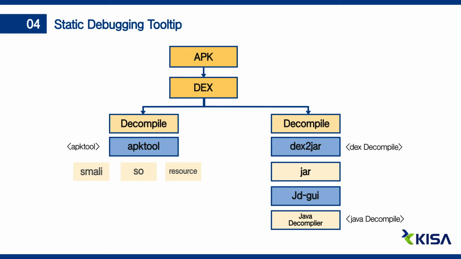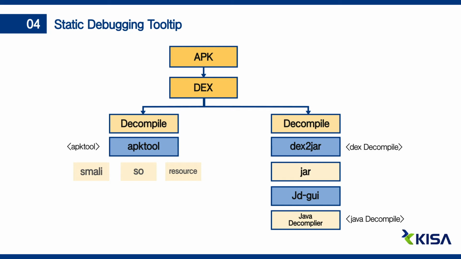Tools required to perform static analysis include Apktool, a necessary tool for building and decoding Apk files. dex2jar is a tool for extracting jar files. JD-GUI is a tool for decompiling Java.